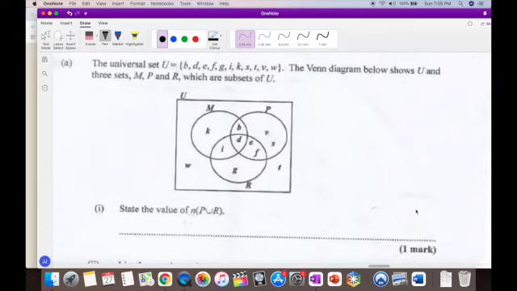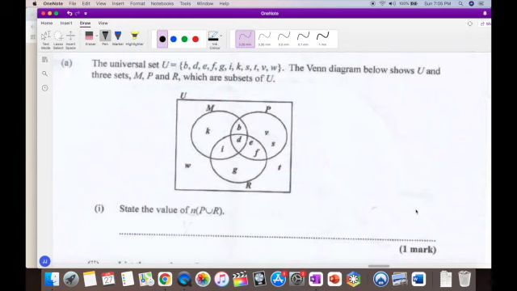So we have set theory here, and the universal set, we can see, is B, D, E, F, G, I, K, S, T, V, W. The Venn diagram below shows U and 3 sets M, P, and R, which are subsets of U.